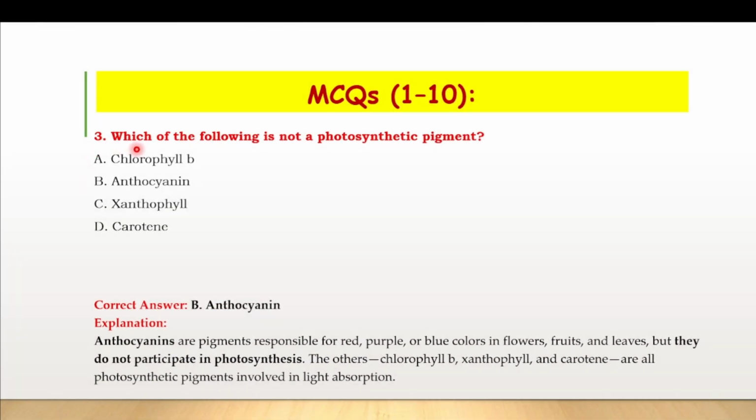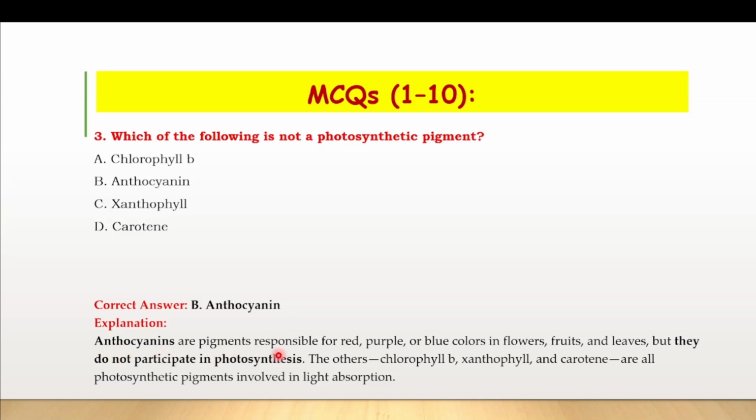Question 3. Which of the following is not a photosynthetic pigment? A. Chlorophyll. B. Anthocyanin. C. Xanthophyll. D. Carotene. Correct answer is B. Anthocyanin.